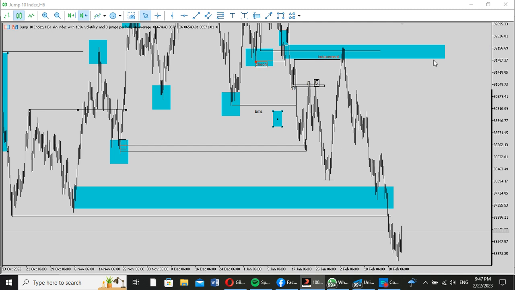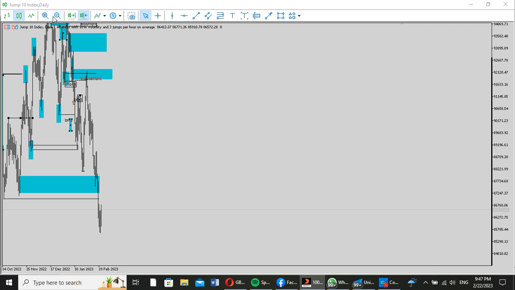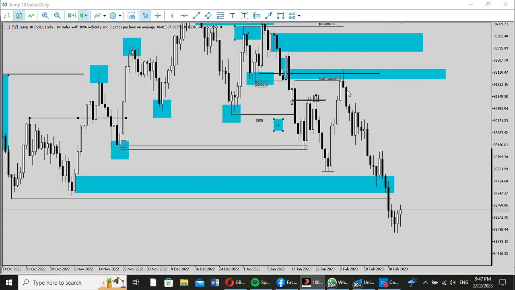So swing trading is fun. Now let's go to our daily time frame to see how many days the price took to get there. Let's start from here. So we have 1 day, 2 days, 3, 4, 5, 6, 7, 8, 9, 10, 11, 12, 13, 14, 15, 16, 17, 18, 19, 20, almost a month. So this is almost a month.